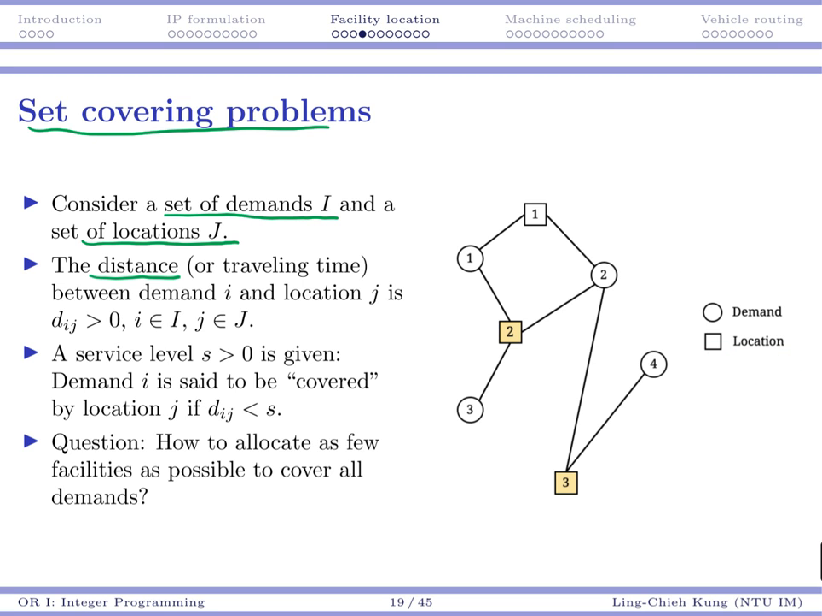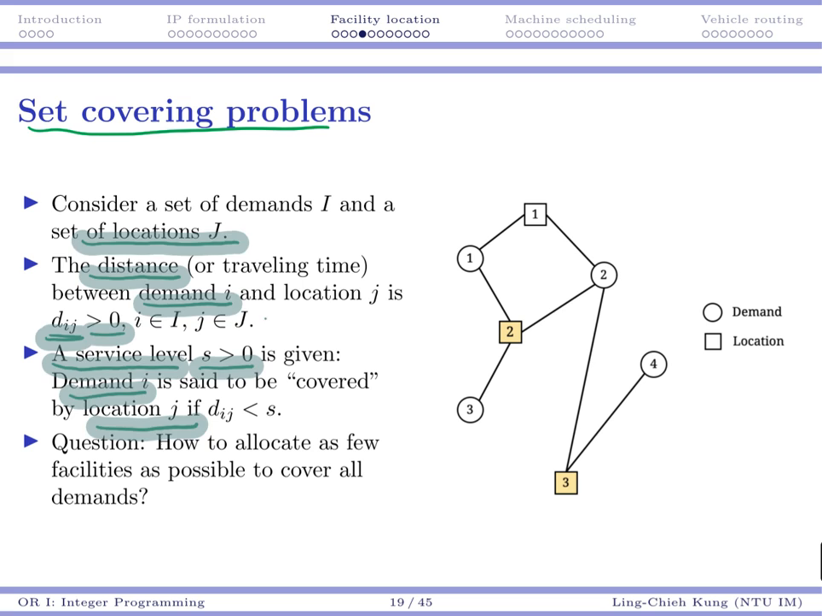We know the distance, traveling time, traveling cost, whatever, between demand I and location J is Dij, which is a positive number for each pair of I and J. This is something we already know. So maybe we know this is 10 kilometers, this is 20 kilometers, and so on. We also know that there is a service level S, which says demand I is covered by location J if and only if Dij is less than S. So what does that mean?